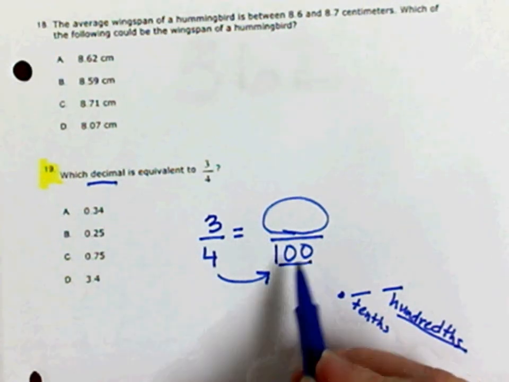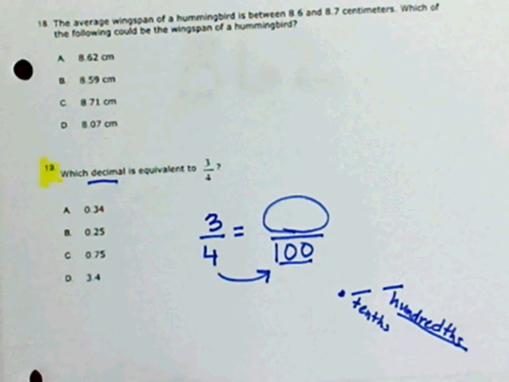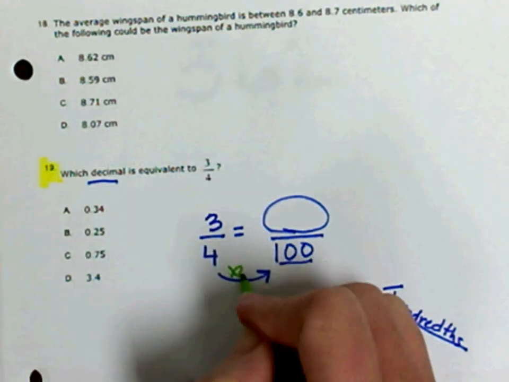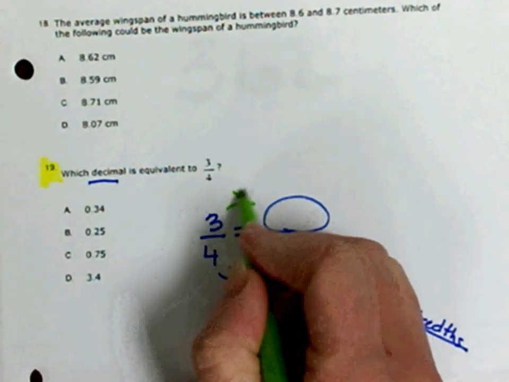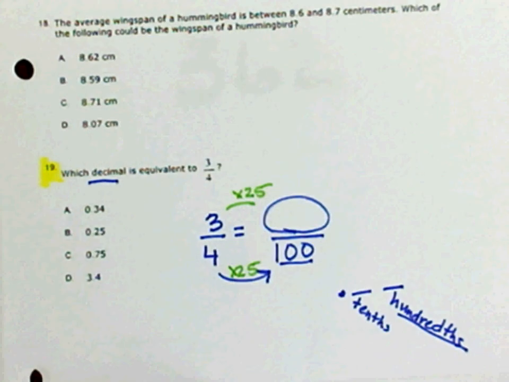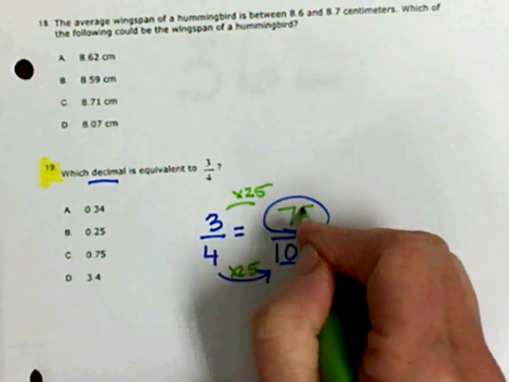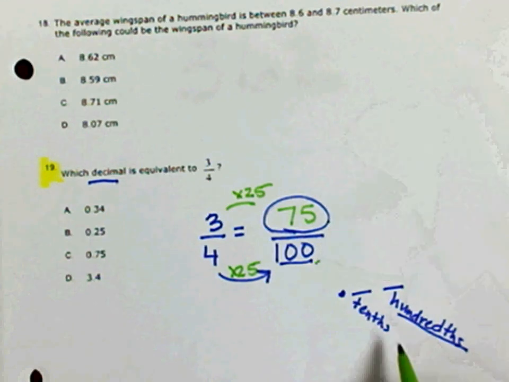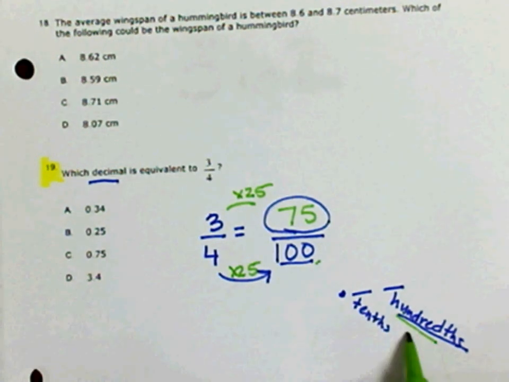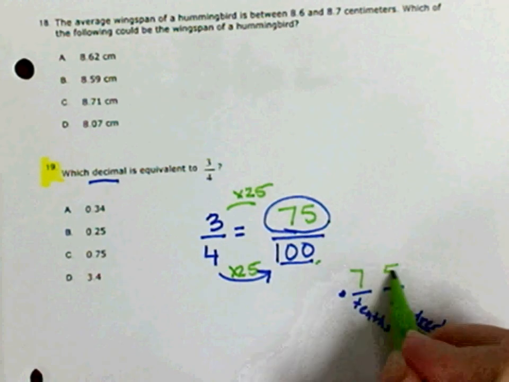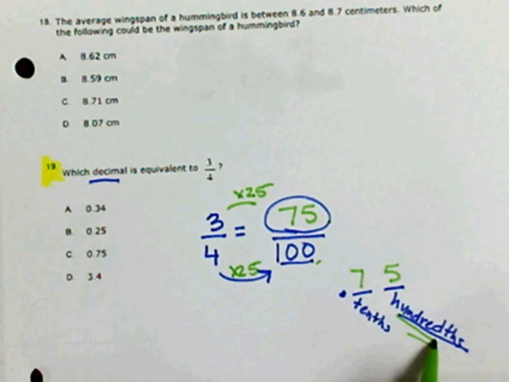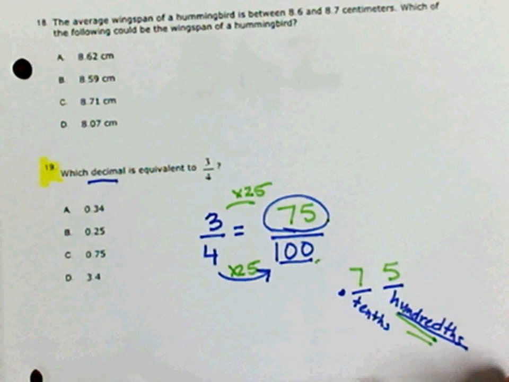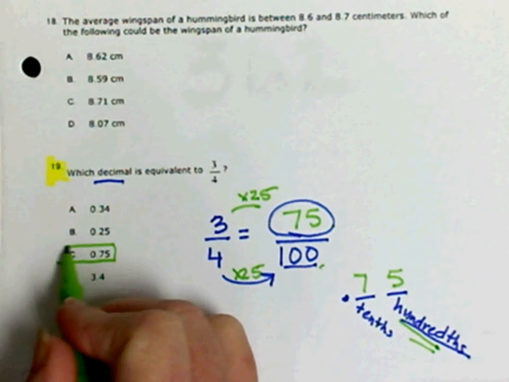How can I get 4 to 100? We're going to multiply by 25. If I do the top, I multiply by 25, and 3 times 25 is 75. Now let's say it. 75 hundredths. So my 7, 5, and my 5 is in my hundredths place. So when I match this decimal, it's 75 hundredths.